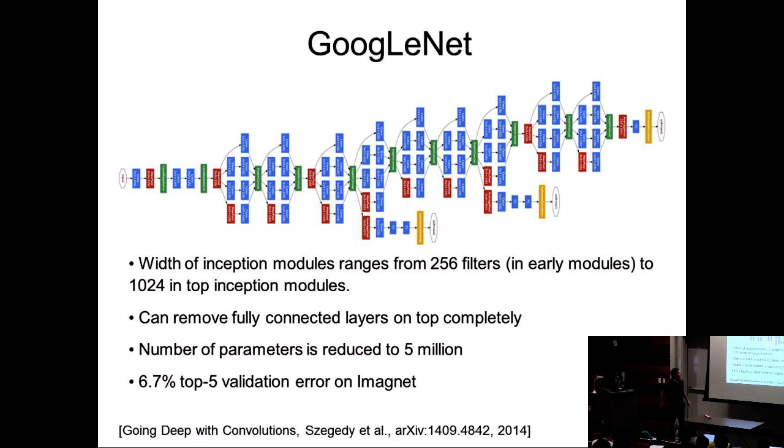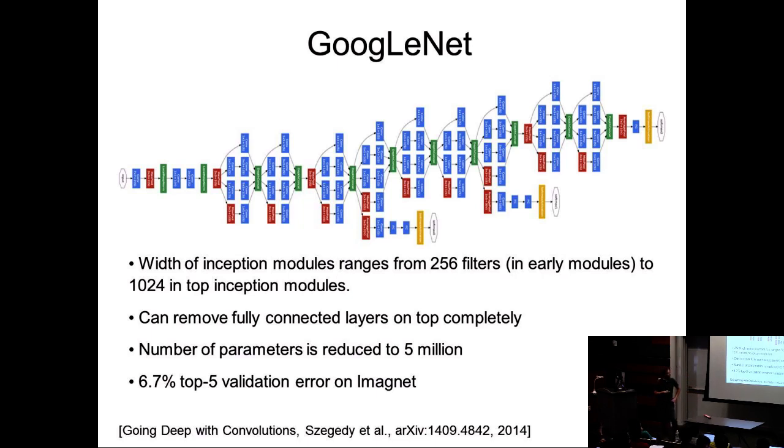The width of the inception modules ranged up to 256 filters. So at early layers you'd actually have 256 feature maps, which is a lot. Each feature map is some representation of the image, so it's almost like having 256 times the size of the image. It's eating up a lot of memory.